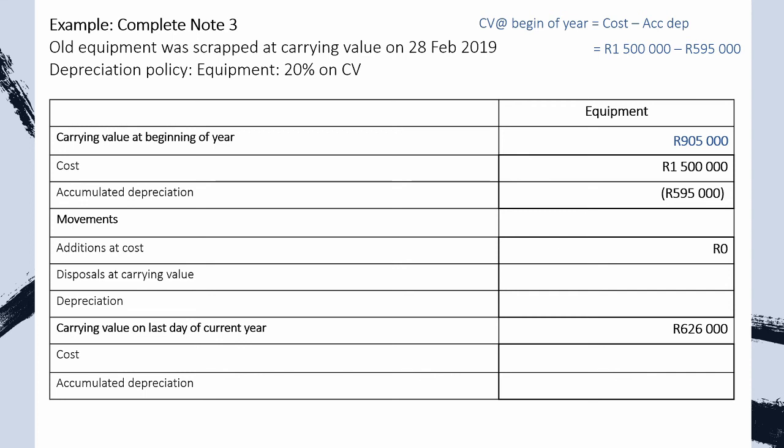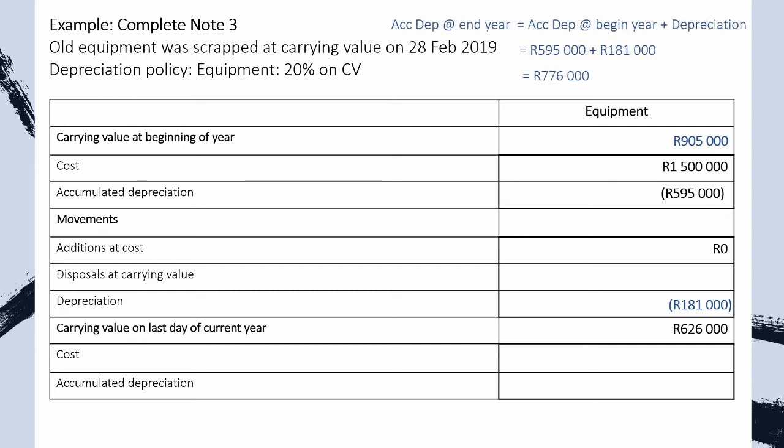905,000. Then we can have a look at depreciation. We see that the depreciation policy tells us that equipment depreciates at 20% on carrying value. So we use our carrying value at the beginning of the year times the 20% to give us our depreciation. So we say 905,000 times the 20%, which gives us 181,000. Now remember, it needs to go in brackets because it decreases our assets. Now that we've got our depreciation, and they gave us our accumulated depreciation, now we can calculate our accumulated depreciation at the end of the financial year.